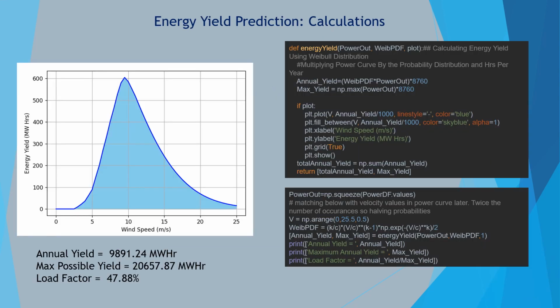Using this power curve, I wrote a function to multiply the power values by the Weibull distribution. As you can see here, this outputted the annual and max possible yield, so that gave a load factor of 47.88%.